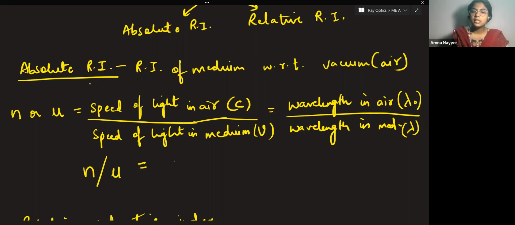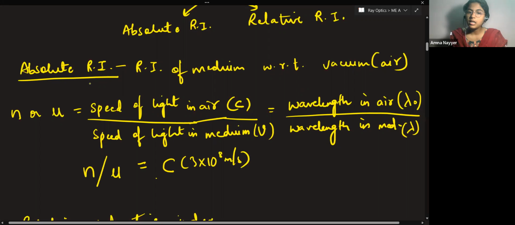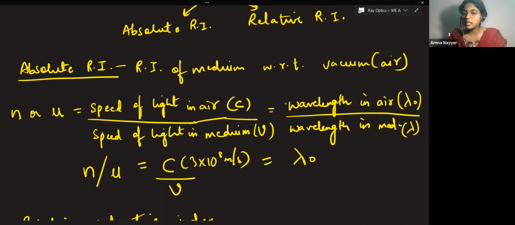The speed of light in air is fixed, 3 into 10 to the power 8 meters per second, divided by the speed in some other medium. Or this is equal to the wavelength in air divided by the wavelength of light in the medium. This is what is meant by the absolute refractive index.